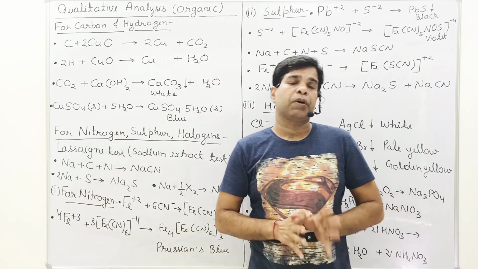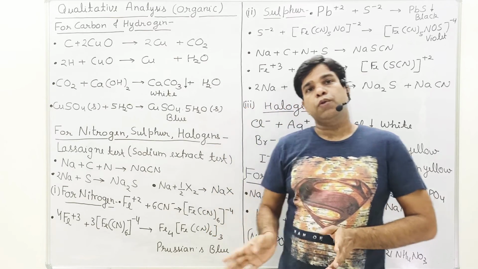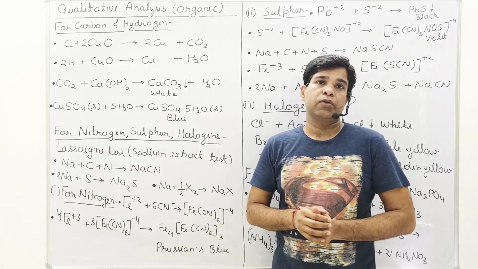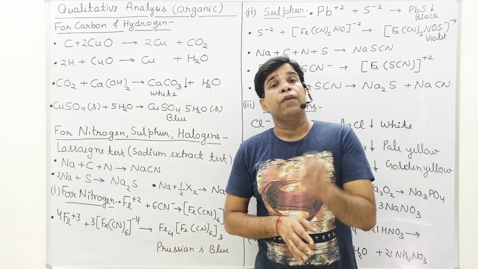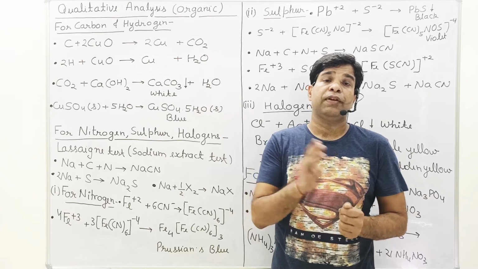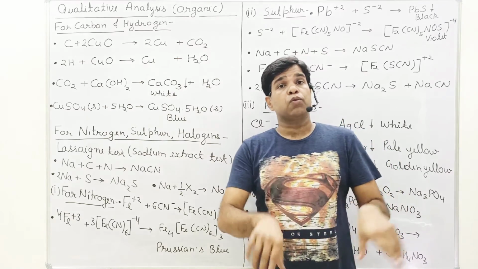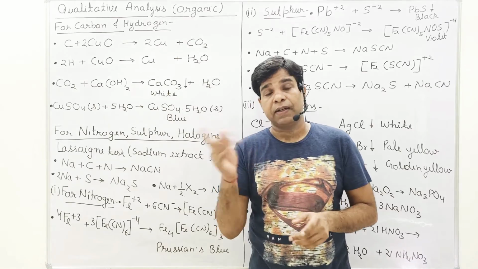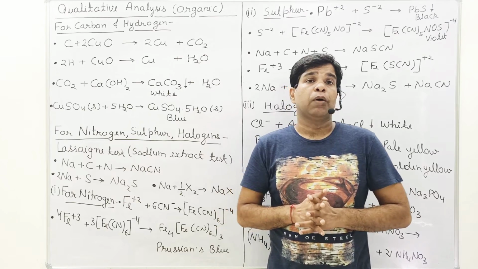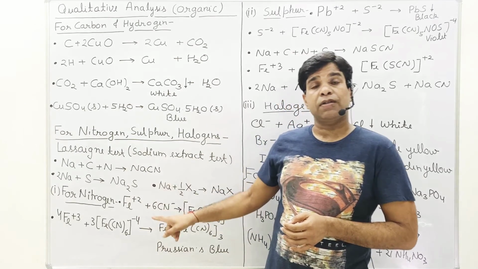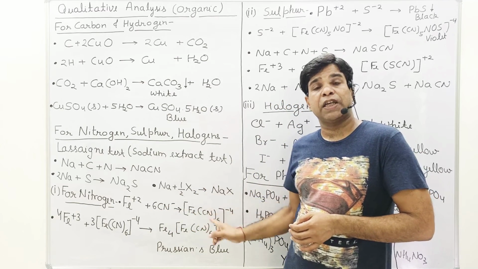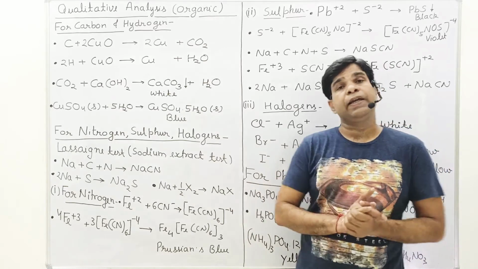First, how do we perform the detection test of nitrogen? In that sodium extract we have cyanide. What we do is add FeSO4, ferrous sulfate, in that solution. Fe2+ will react with 6 cyanide. Cyanide is a good ligand, so when they react together, they give a coordinate compound. Fe2+ plus 6CN- gives [Fe(CN)6]4-.